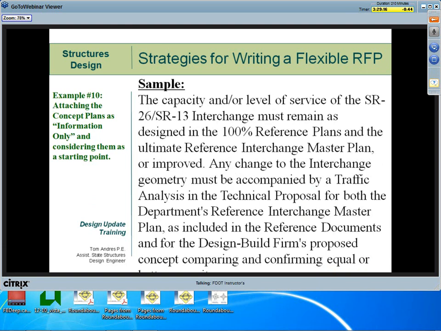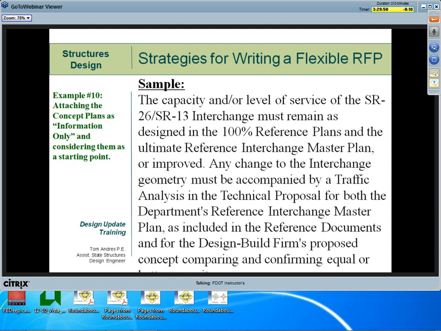Example number 10. Attaching the concept plans as information only and considering them as a starting point, with the language that the operational capacity and level of service of any proposed geometric changes must be equal to or better than the capacity and level of service provided in the concept plans. That sounds pretty good. With the stipulation that any ATC approved geometry would include a traffic analysis comparing both.